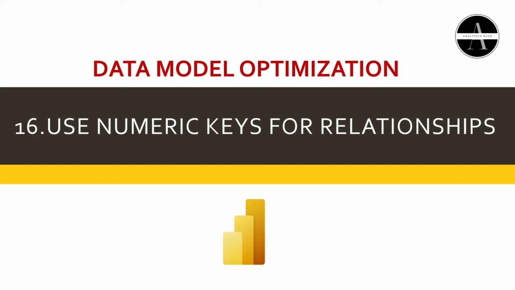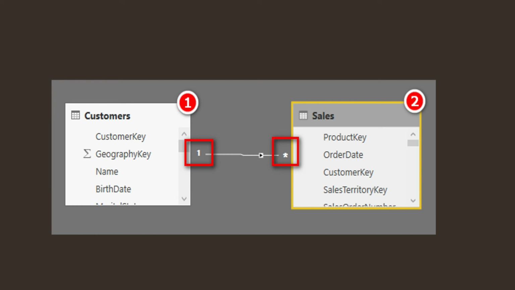Point number 16, use numeric keys for relationships. When defining the relationship between tables, always use numeric keys rather than text keys. Numeric keys are processed much faster in Power BI than text-based keys. For example, using customer ID as an integer rather than customer name as a text field for a relationship will improve the performance of your model.